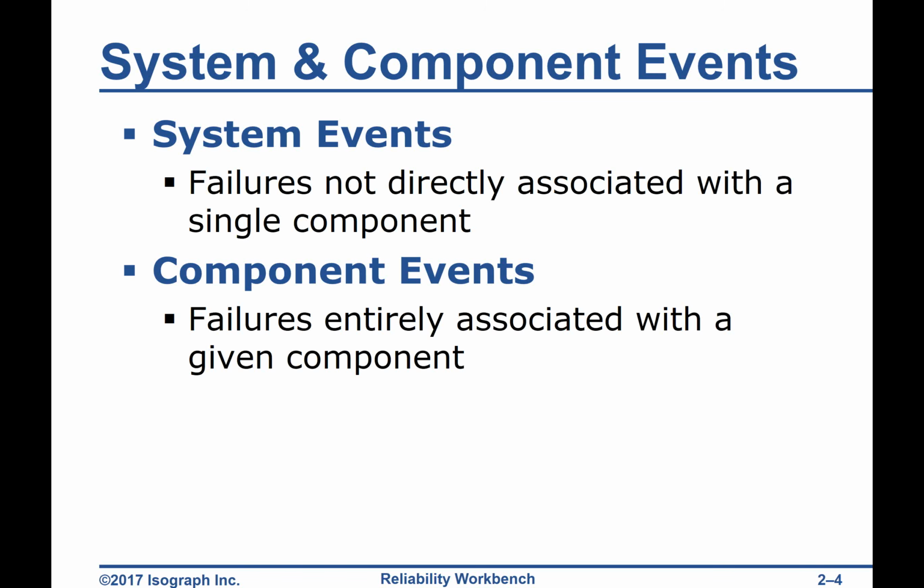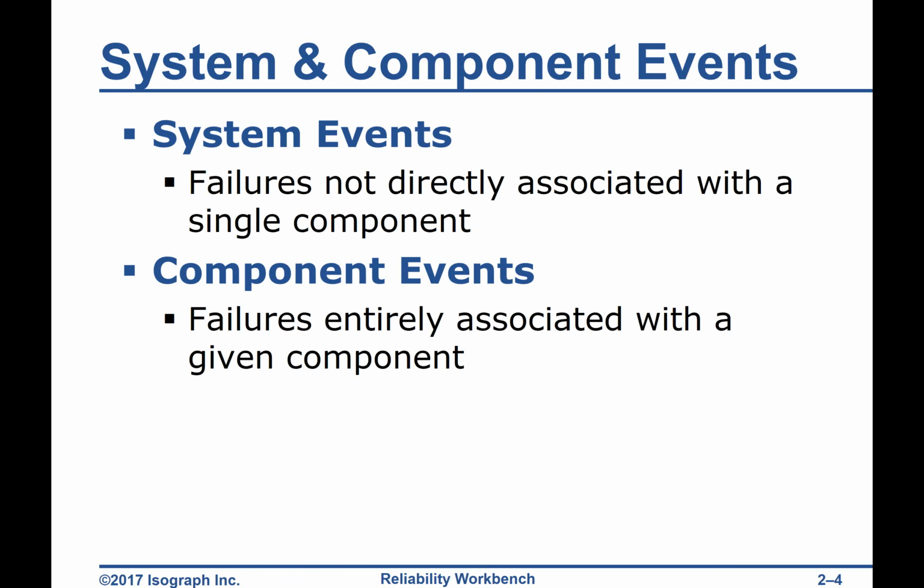One of the rules we can keep in mind that helps this breakdown is to consider, whenever we're looking at a specific failure, we ask ourselves, is this a system event or a component event? A component event is a failure that's directly associated with a single component, and a system event is not. Excuse me, I have that backwards. A system event is not directly associated with a single component, meaning there's multiple different failures combining. And a component event is directly associated with a given component.